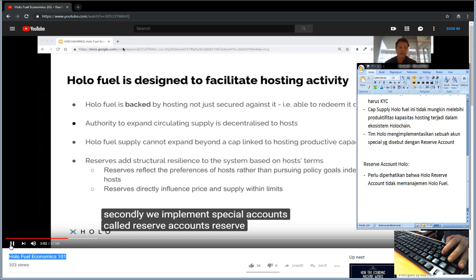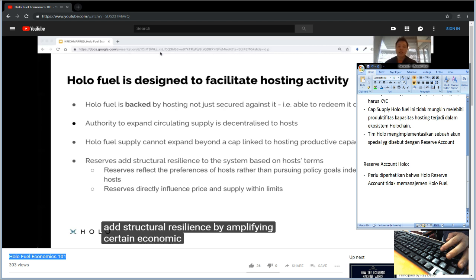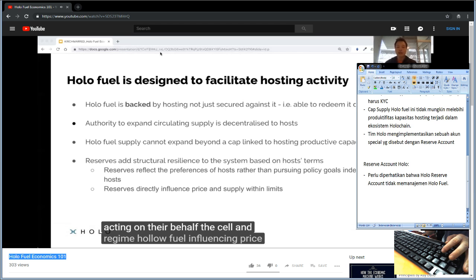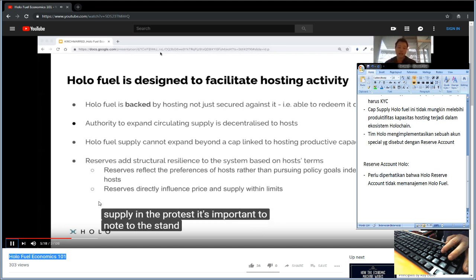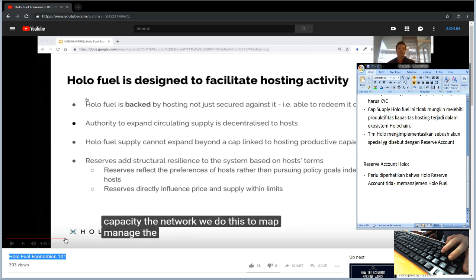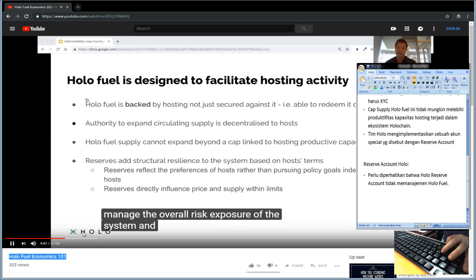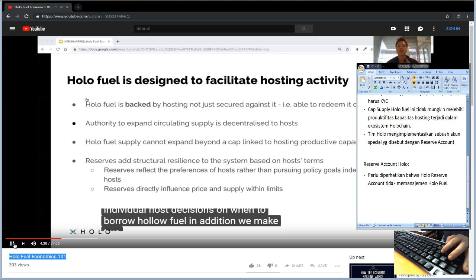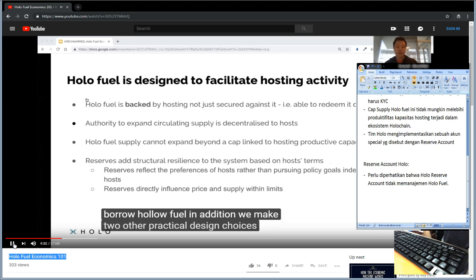Reserve accounts add structural resilience by amplifying certain economic signals from hosts and acting on their behalf to sell and redeem Holo Fuel, influencing price and supply in the process. In addition, we make two other practical design choices.